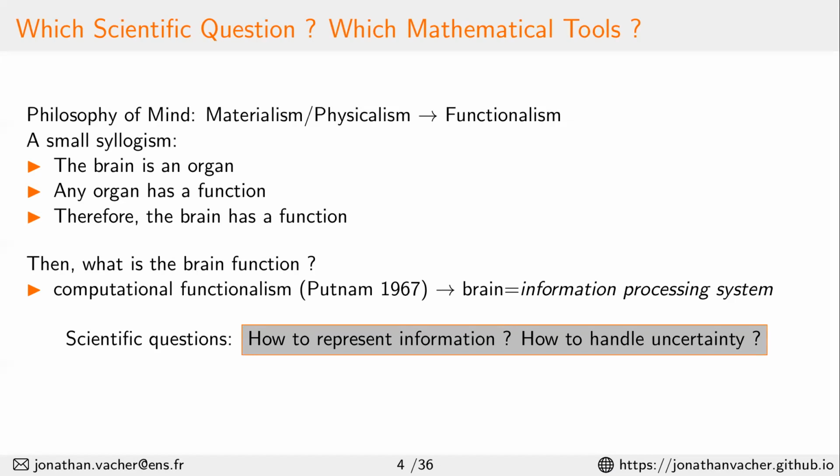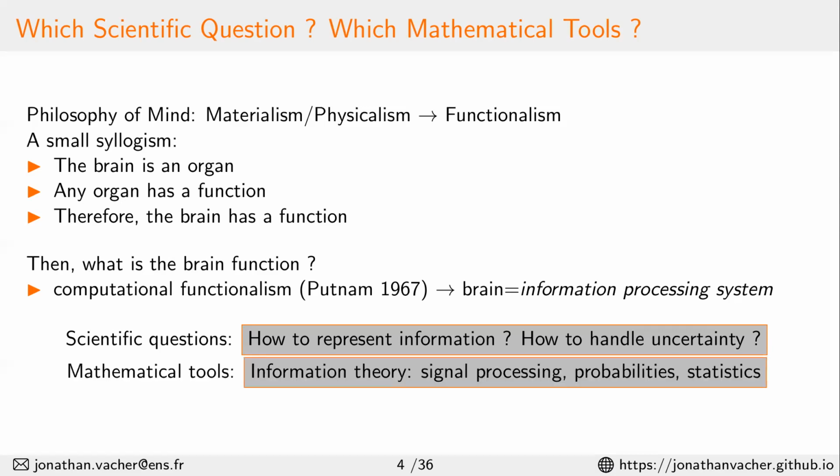And this is related to different questions: how to represent the information, so how the brain represents information. Honestly, this is really an open question. There are many ways. Also a key question is how to handle uncertainty. So behaving in an environment where we're not able to collect all the information available, just a part of it. There's always a lack of information, so how do you handle that? And all the mathematical tools, of course, are from information theory, signal processing, probability, and statistics.